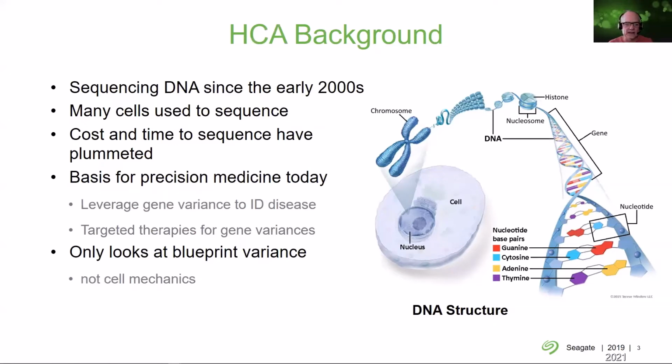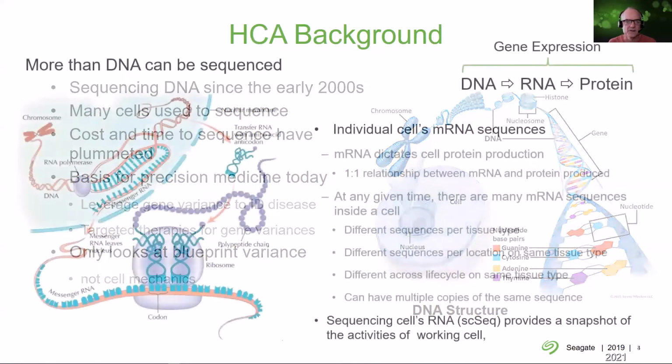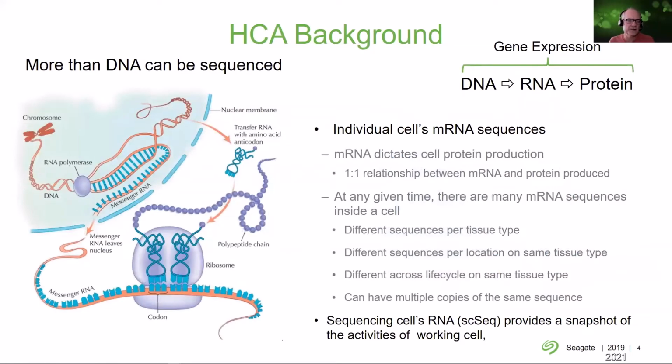But this is only looking at the blueprint of life. This is not how that blueprint is used and how the disease manifests itself in mechanics of the cell running awry. We still don't understand the cell mechanics. And so we need to understand how this blueprint is put into action in the cell to better understand disease and what are the mechanics of disease. So it turns out we can sequence more than just DNA. We can also sequence RNA.